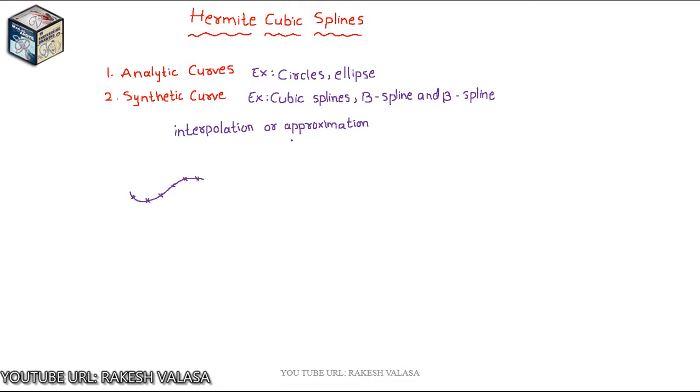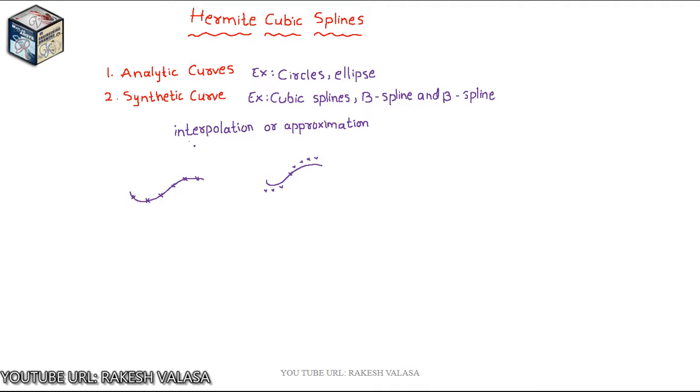Let us see the example for approximated curve. A smooth curve is approximated through the data points. Let us see, this is the one curve. This curve passes through the nearest of given data points. This is the example for approximation curve.